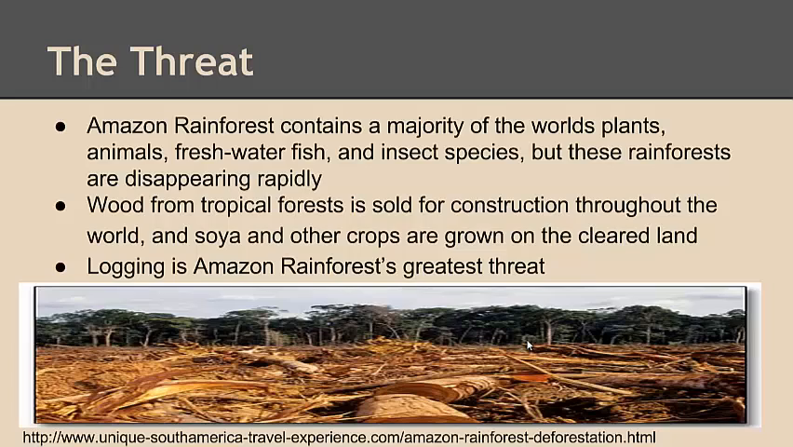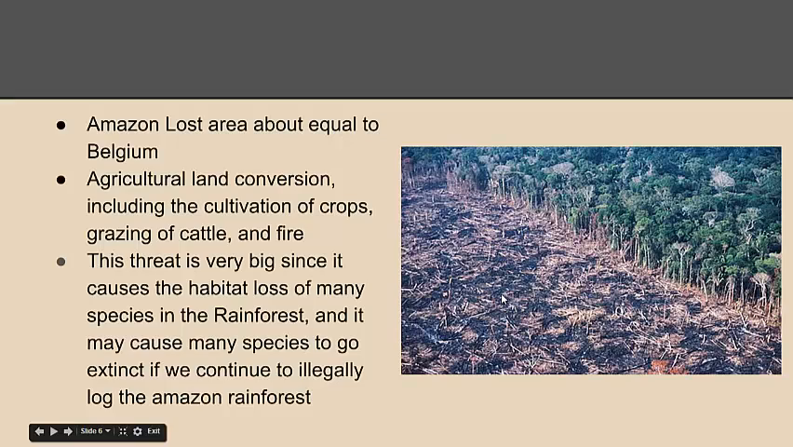Wood from the tropical rainforest is sold for construction throughout the world, and crops like soya are grown on the cleared land. Currently, logging is the rainforest's greatest threat. The Amazon rainforest has already lost an area equal to Belgium.